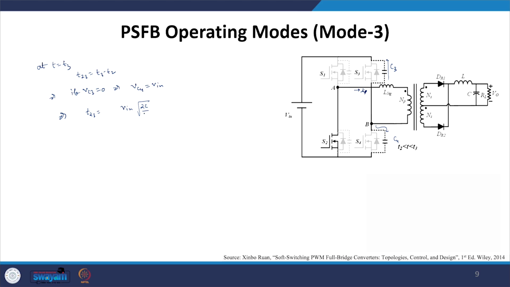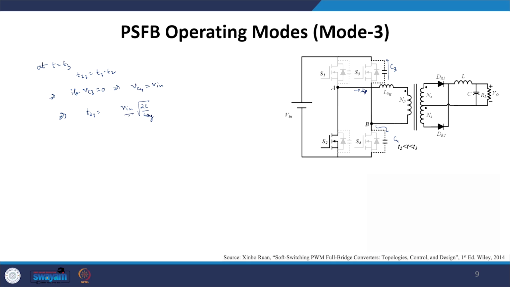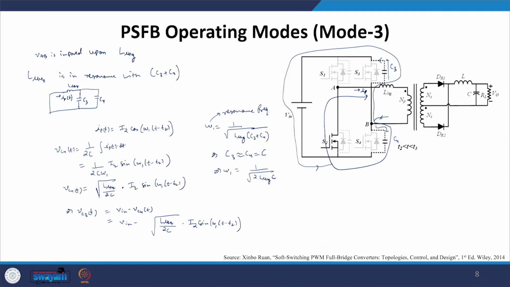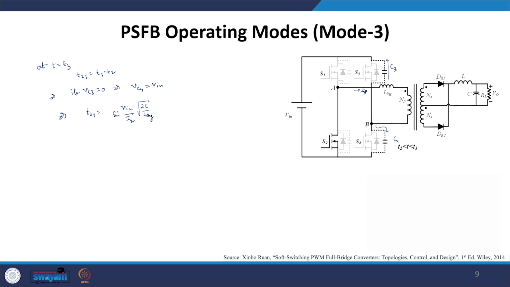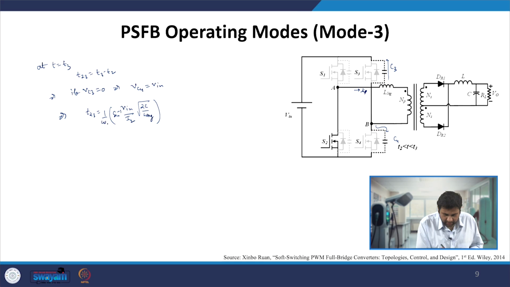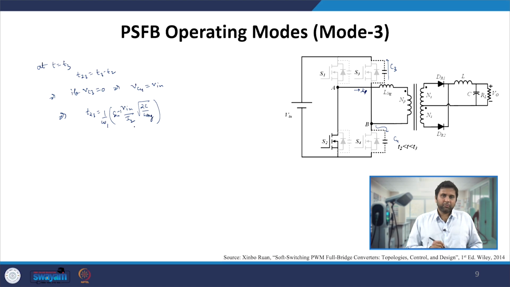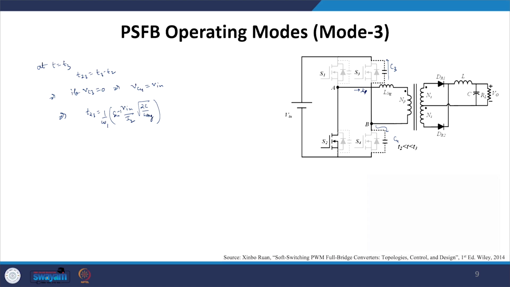times root 2C by L leakage, divided by I2, and that will be sine inverse, and this entire term has to be divided by omega 1. So this is 1 by omega 1, which will come over here. There is a slight typo in the previous slide where omega 1 was written differently; everywhere it should be omega 1. We know what our omega 1 value is, so from there we will get our T23 value.